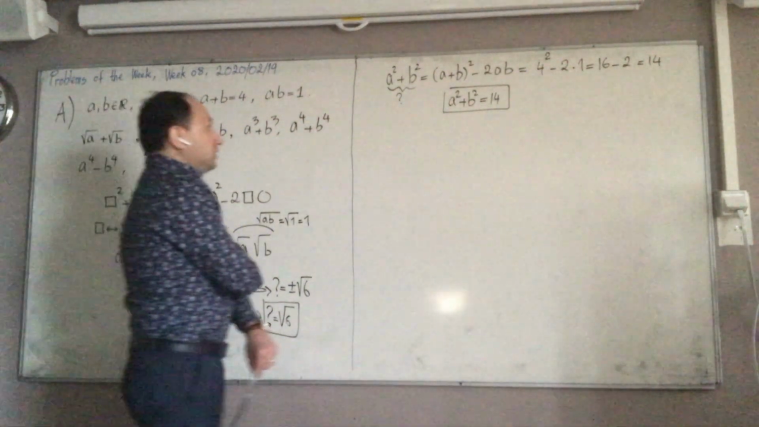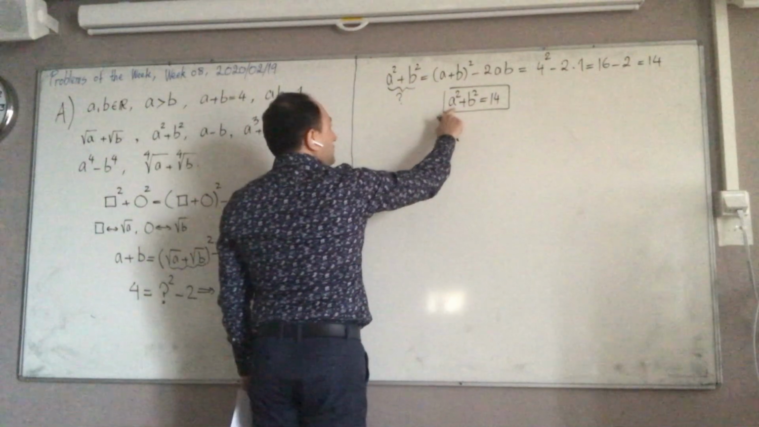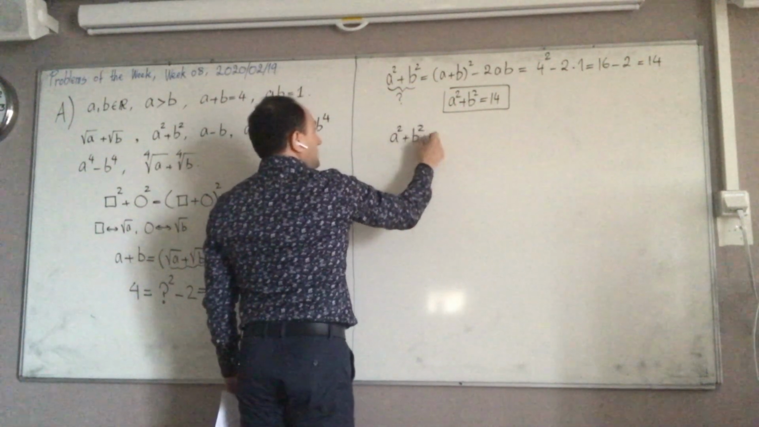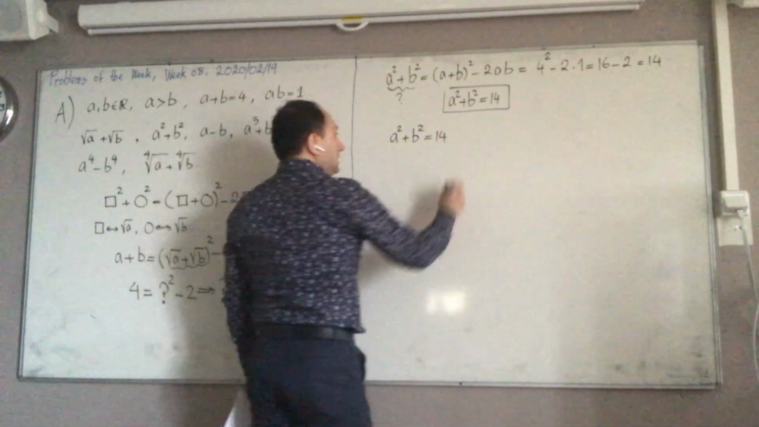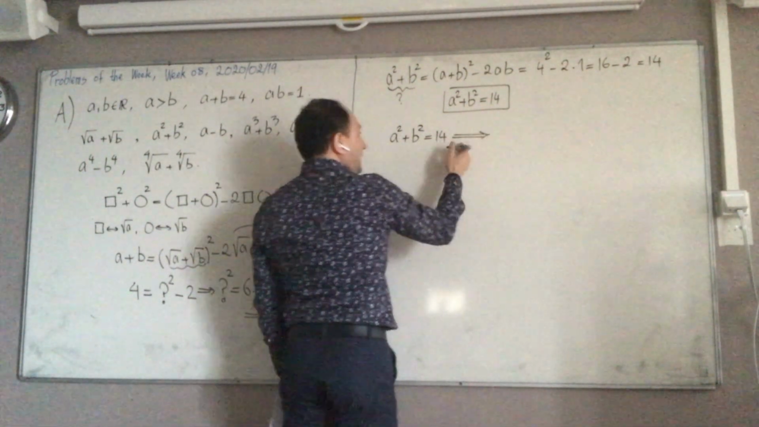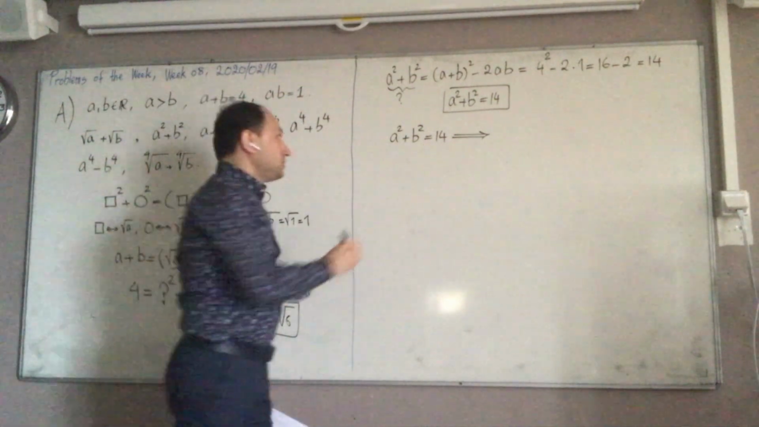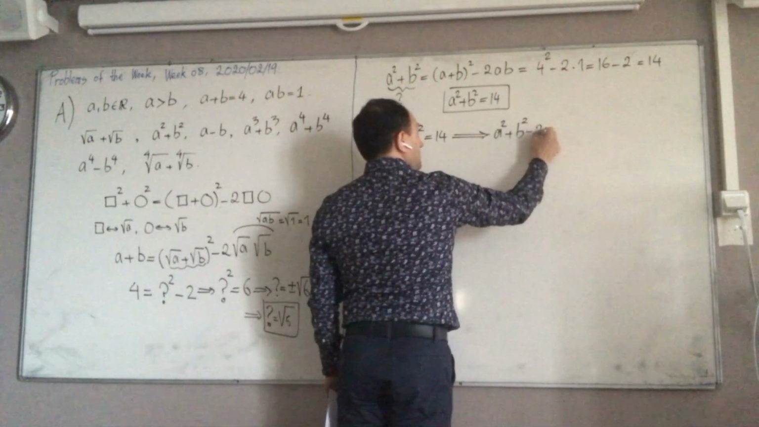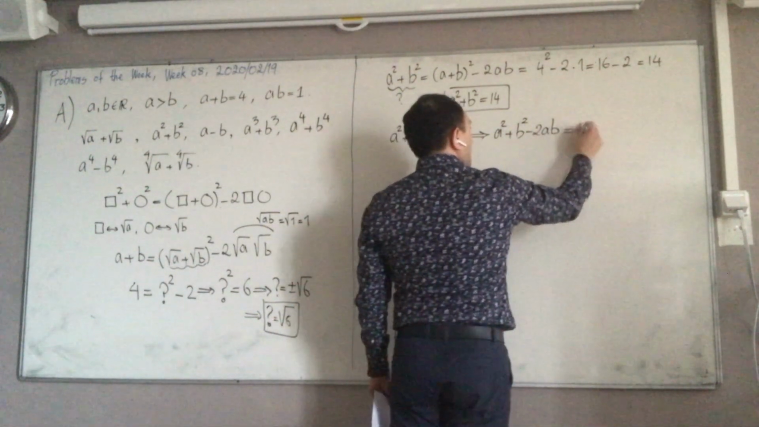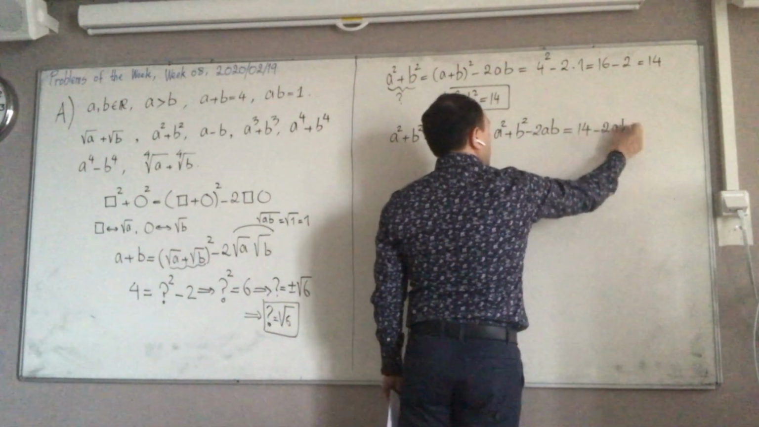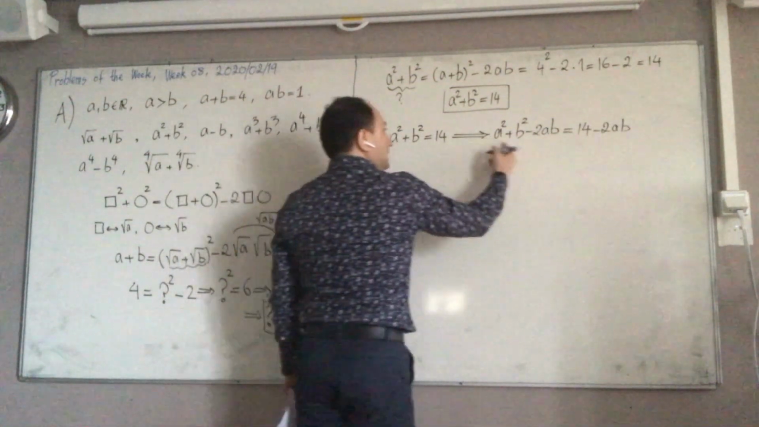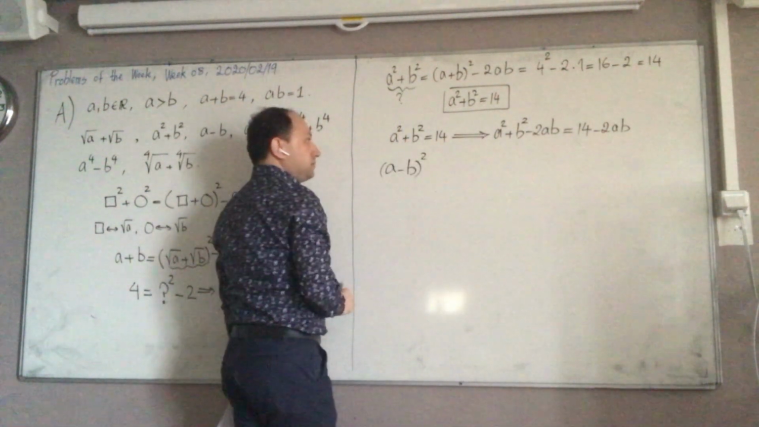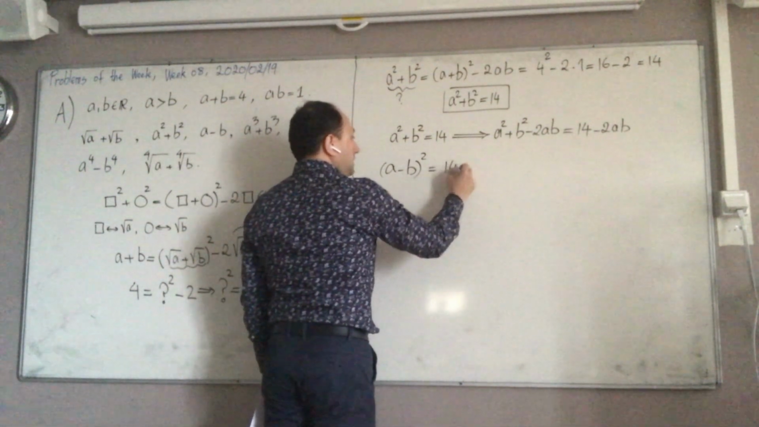Okay, so what I can do is that I have a squared plus b squared equal to 14. Then I add minus 2ab to both sides here. So then what happens? This becomes a squared plus b squared minus 2ab. On the right-hand side, I will have 14 minus 2ab. Yes? But you know that this becomes (a minus b) to the 2. It's the quadratic pattern.